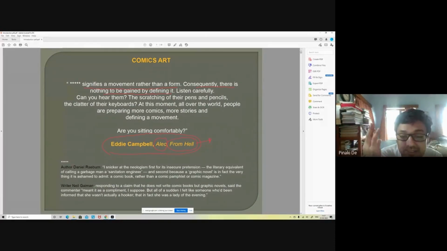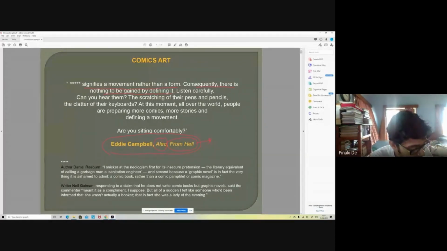Look at the way he's talking about comics. Listen carefully. Can you hear them? The scratching of their pens and pencils, the clatter of their keyboards. At this moment, all over the world, people are preparing more comics, more stories, and defining a movement. Are you sitting comfortably? What a beautiful way to talk about a form which is so alive. So, instead of complicating things with academic definitions, let's talk about the aliveness of the form. Let's talk about the form as we live it.